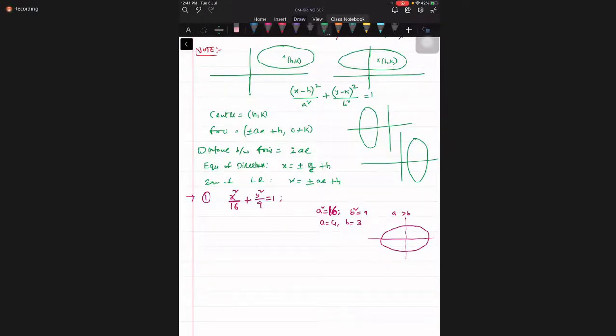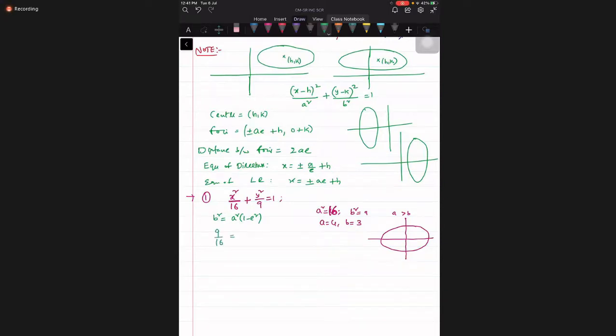Before that, you should use B square equal to A square into 1 minus E square. All of you, can I use this relation? Then 9 by 16 is 1 minus E square, so the E value is root 7 by 4.